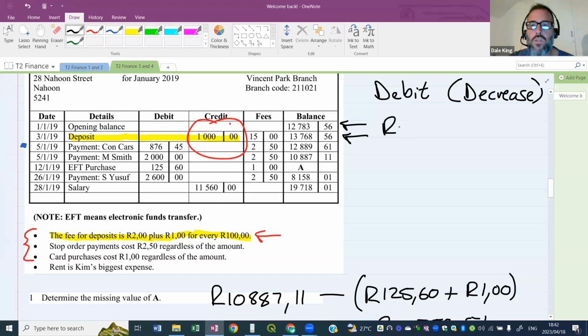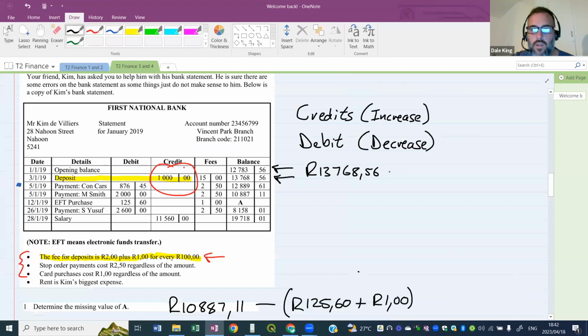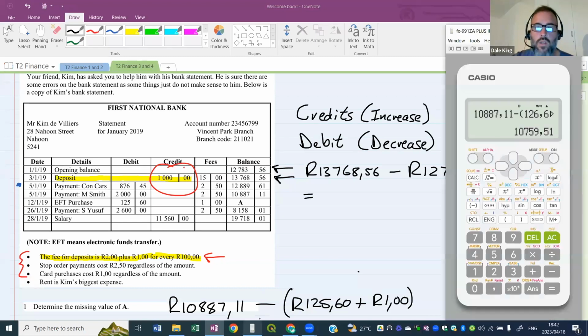So Depura took 13,768 and 56 cents. I'm going to move over slightly here. All right, and she subtracted 12,783 and 56 cents and got an answer. All right, let's do that quickly and check. So 13,768.56, whoopsie, minus 12,783.56, and that was the value. This was the value.